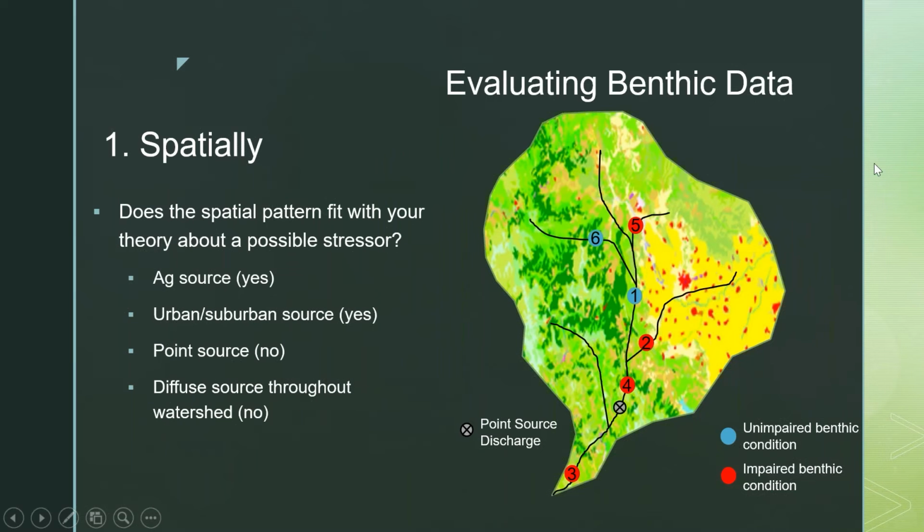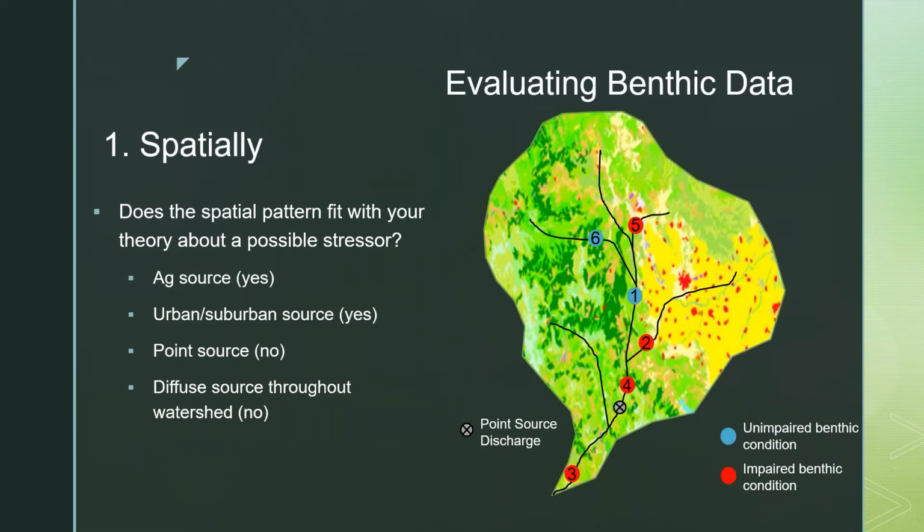All right, based on that spatial analysis, which types of sources of stressors fit the scenario that we see here? Well, the ag sources and the urban and suburban sources do. That's where, watershed land use wise, we saw the highest intensity of those land uses. How about the point source? Well, no, not really, because we saw conditions improve from station 4 down to station 3, which bracketed that point source. So that point source is really not a considerable source of the stressor in this watershed.